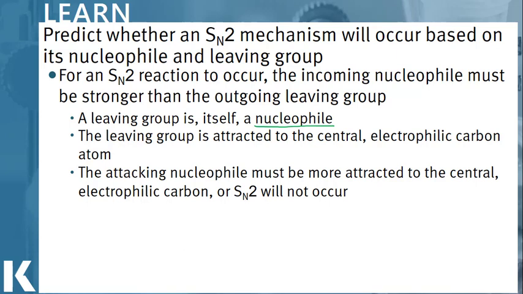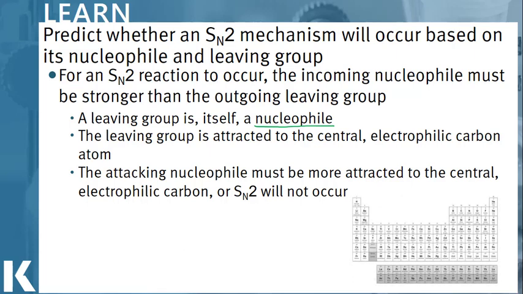Now, in a later lesson, you'll learn all about the solvents we use to perform organic reactions, but for now, know that in aprotic solvents, the ones we use for SN2 reactions, there's a trend for nucleophilicity on the periodic table. So here's our periodic table, and the trend we're interested in is that nucleophilicity increases as we move up a column, and it increases as we move to the left across a period. So we can use this trend to decide if our incoming nucleophile is stronger than our leaving group or not.